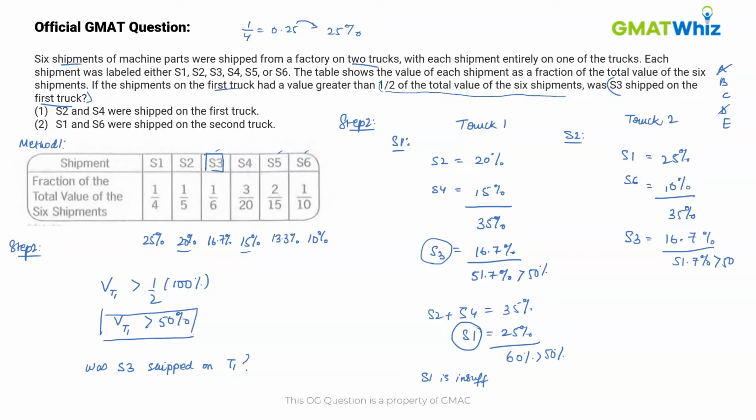So we are sure that S3 will not be shipped on truck 2, since this makes the value of the total shipments on truck 2 greater than 50%. So we conclude that S3 was shipped on truck 1. So from this statement, we are sure that S3 was shipped on the first truck. So we conclude that statement 2 is sufficient and the correct answer is option B.